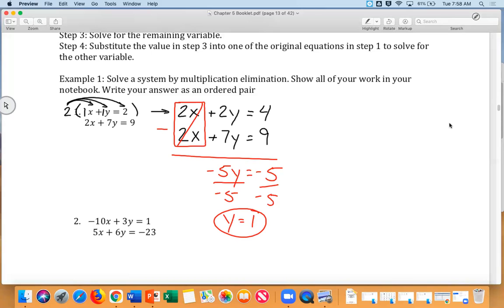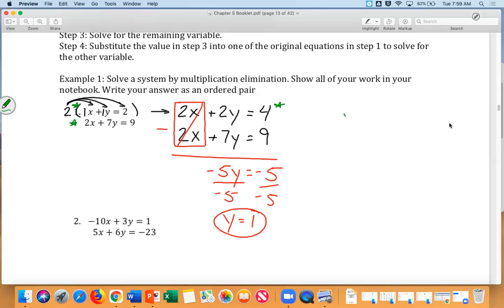Now what I'm going to do is pick one of my equations. I have three of them: this one, which I made, and the two original ones. I like to look at those and see which one is going to be easier for me to get y or x by itself. That's going to be the top one, because it says x plus y equals 2. That looks easier to deal with than 2x plus 7y equals 9, and easier than 2x plus 2y equals 4.